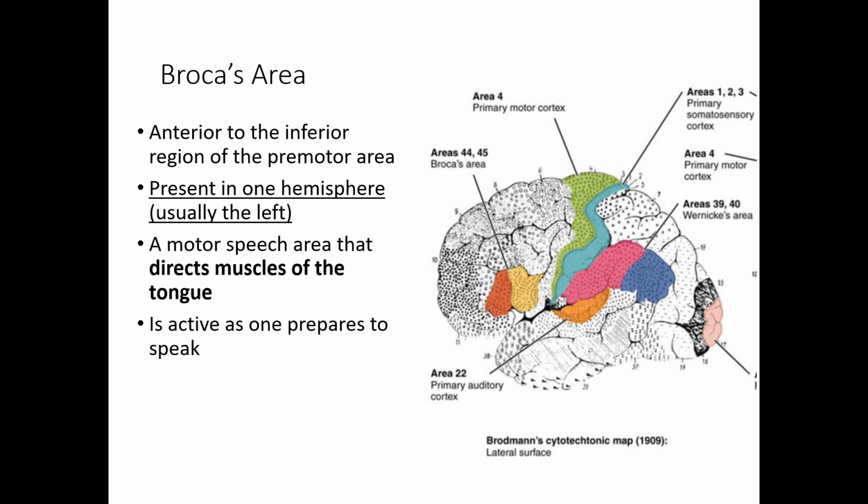Next area of the brain that you need to know is Broca's area. Here it is. It is located only on the one hemisphere, usually on the left one, right here on the frontal lobe, and it is responsible for directing muscles of the tongue. So whenever you want to say something, signals from your brain go from the Broca's area to the tongue muscles.